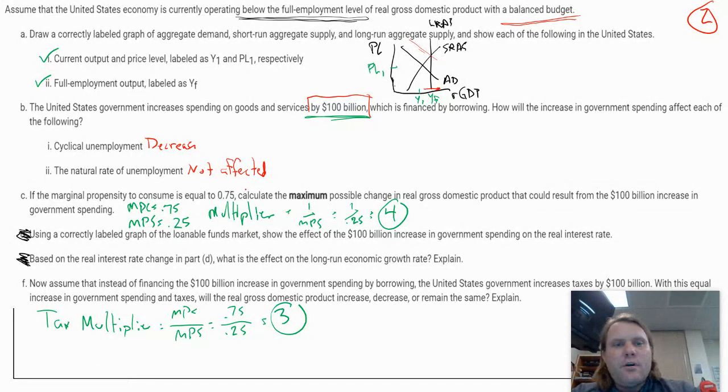It gives us here the marginal propensity to consume, from which we can take the marginal propensity to save as being 0.25. Our multiplier is 1 over marginal propensity to save, which is 1 over 0.25, which is 4. Okay, so it says, what is the real change in GDP if we had this $100 billion increase in spending? Multiply this by 100 billion equals $400 billion.